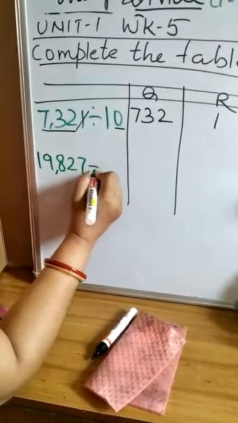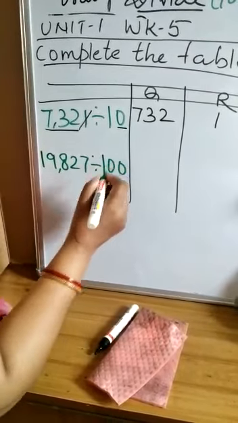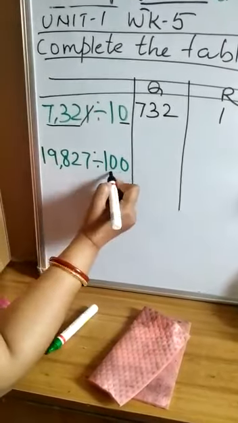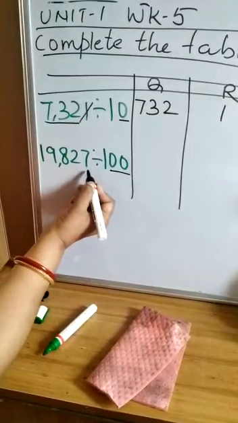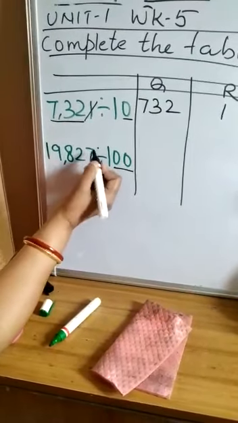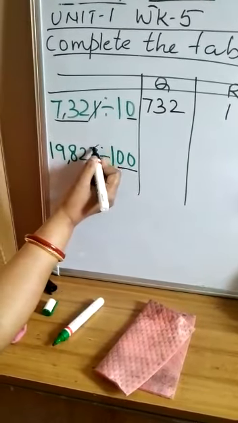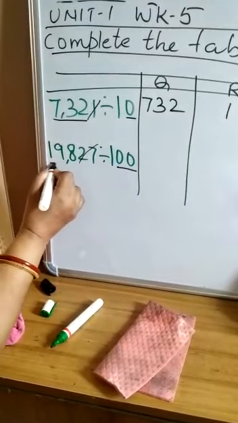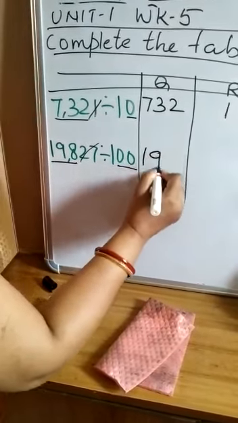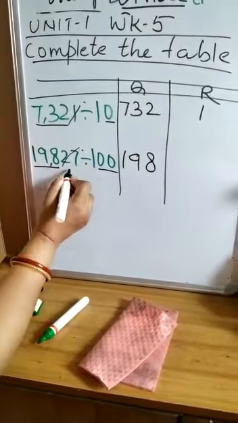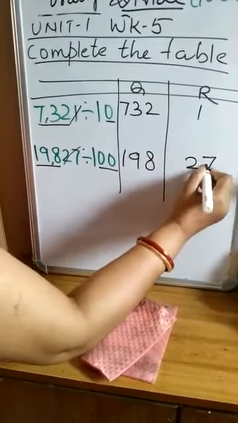19,827 is divided by 100. In 100, how many zeros are there? 2 zeros. So I will remove 2 digits from the right side of the number, that is 27. So what is left? 198. 198 is the quotient and this removed digit 27 is the remainder.